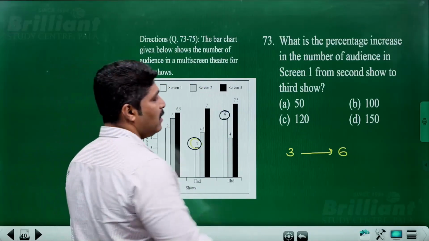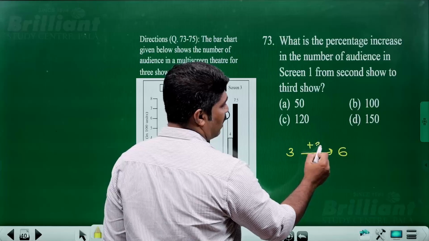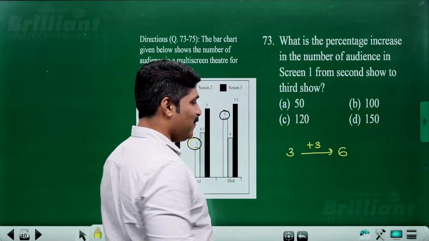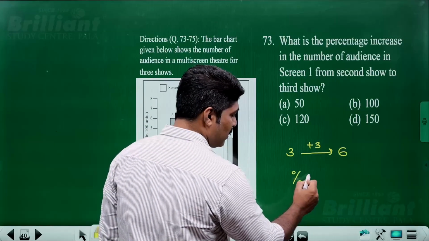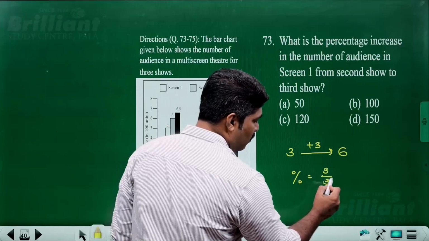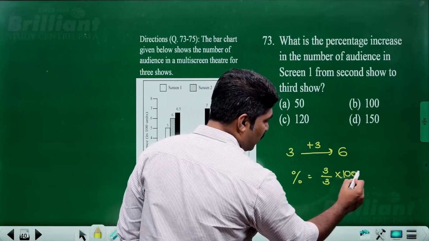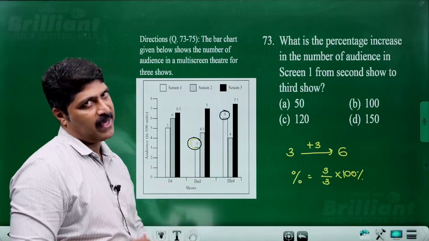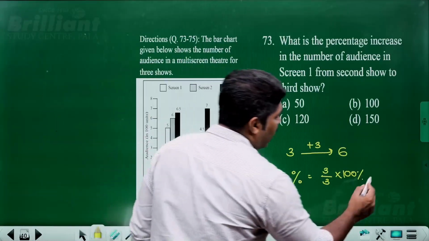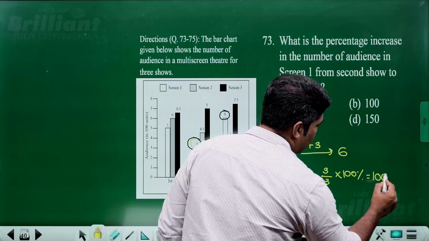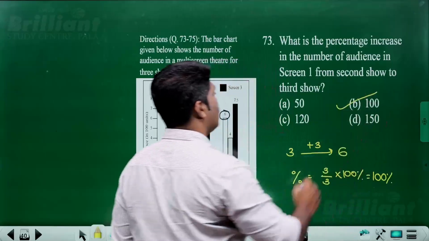What is the increase here? Increase is 3 out of 3. So when we are considering the percentage value, what's the percentage of increase here? 3 out of 3. So that difference is what percent of the initial value? That's a percentage of increase, right? So this is equal to 100%. So there is 100% increase.